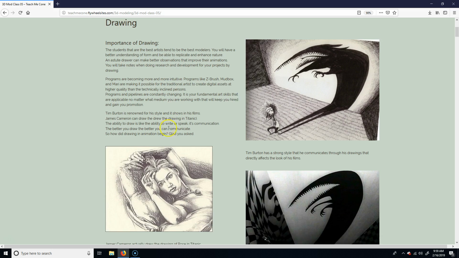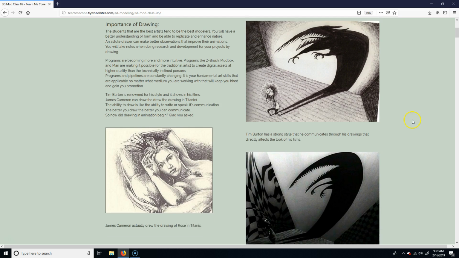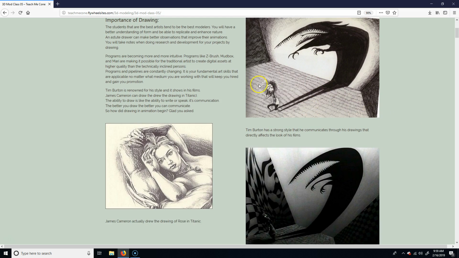I just want to show you a couple examples here. When you think of Tim Burton, he's obviously really well known. You can see right here that his drawings are directly related to his animations. You see what I'm saying? You can see he did a drawing here, and this is exactly what the stop motion ended up being.